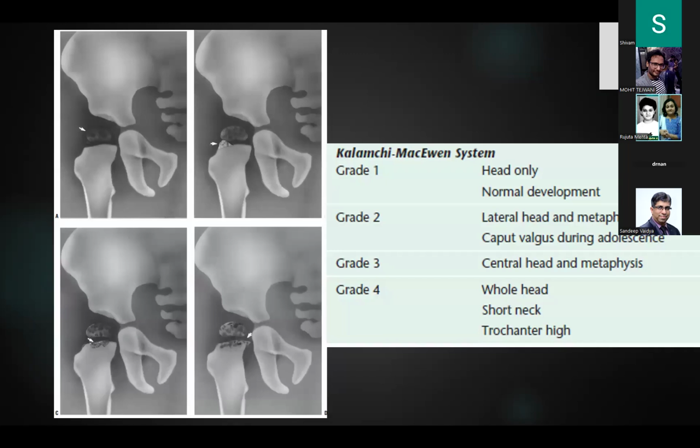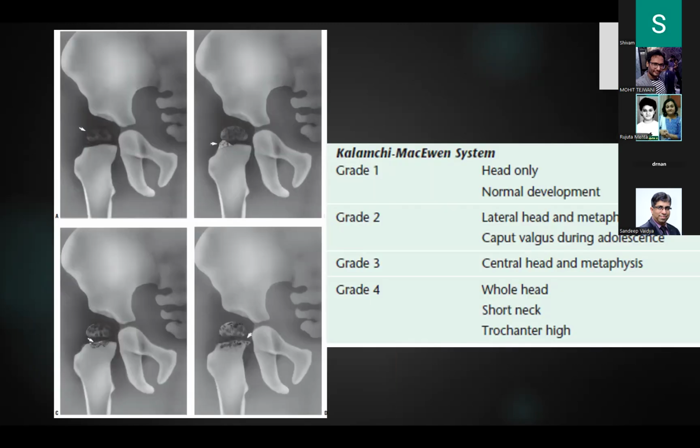Kalamchi-McEwen also gives a classification system where it is classified as grade 1, similar to Buchholz-Ogden 1, where only the head is involved with normal development and no physeal involvement. If the lateral head and metaphyses are involved, causing caput valgum in adolescence, it is 2. In 3, there is central head and metaphysis involvement. And 4, the whole head and the whole of the physis is involved, resulting in high riding trochanter and a short neck. So grade 4 of Kalamchi-McEwen is similar to grade 3 of the Buchholz-Ogden system.